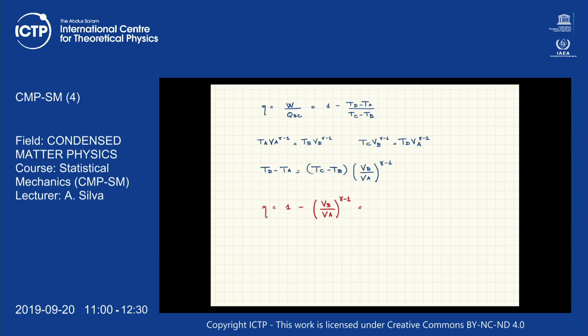Or in other words, this is 1 minus 1 over R to the power gamma minus 1, where R is the ratio of the largest volume to the smallest volume. Okay? So when you think about the piston that is moving in a cylinder, it is essentially how much volume the piston is covering in its excursion in the cylinder.